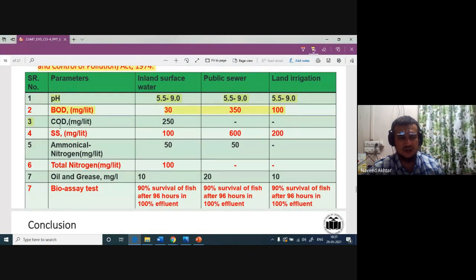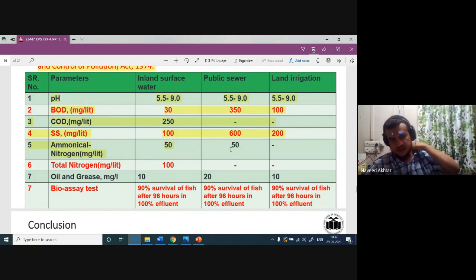Then chemical oxygen demand, you can see here, for inland surface water 250 milligram per liter. For the suspended solids, it may be 100 for inland surface water, 600 for public sewer, and 200 for land irrigation. Then ammoniacal nitrogen content in the effluent will be 50, 50 for the public sewer also, and that can be permissible, and that can be checked before discharging water into the water bodies.